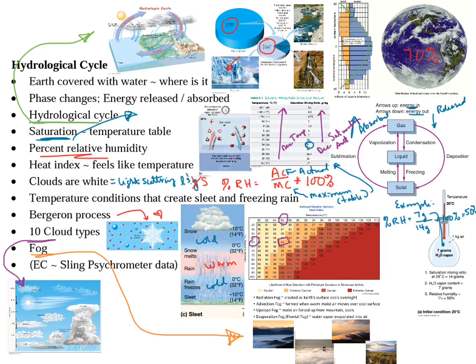There's different ways to create fog. One of my favorite ways, hint, is that first one, radiation fog. That's the one where you get up in the morning and you see the fog. Basically, radiation fog is created because the earth cooled down overnight.